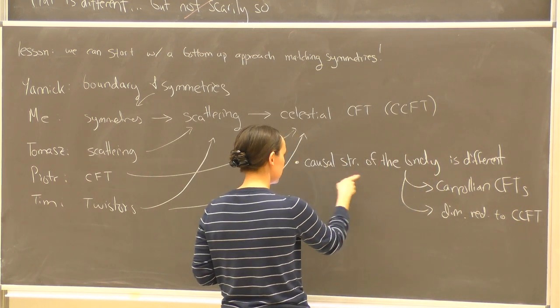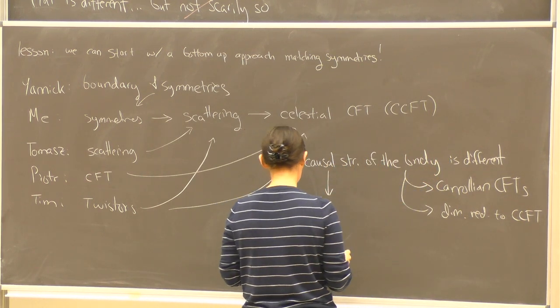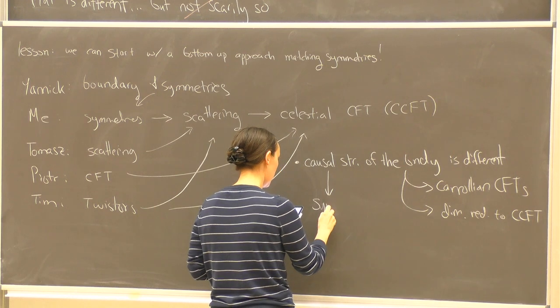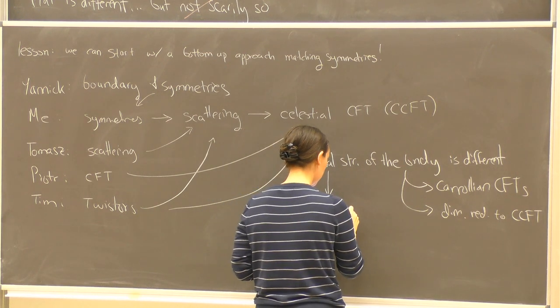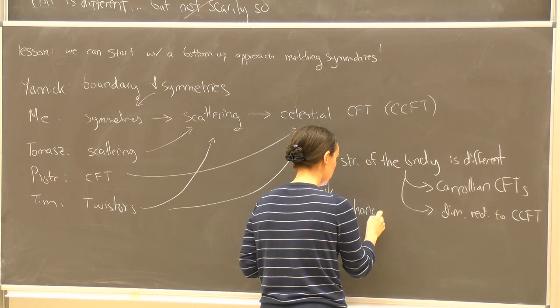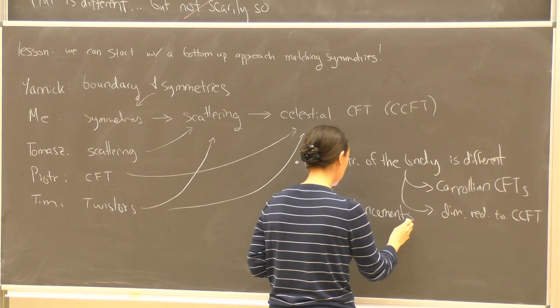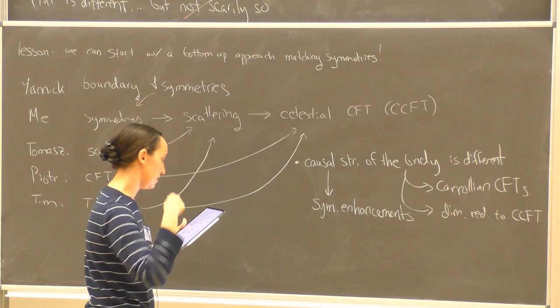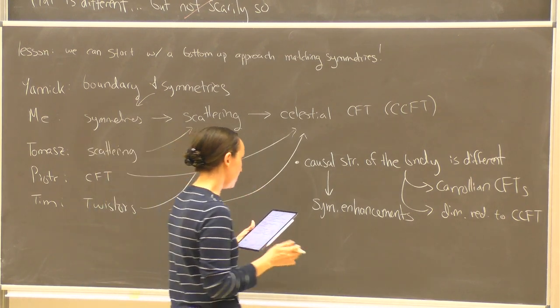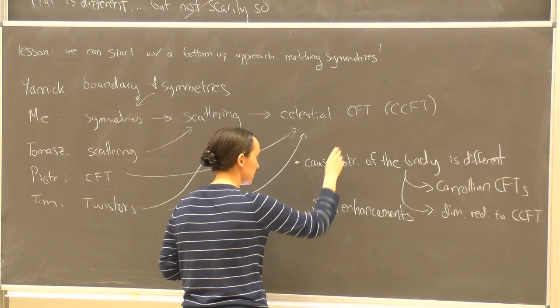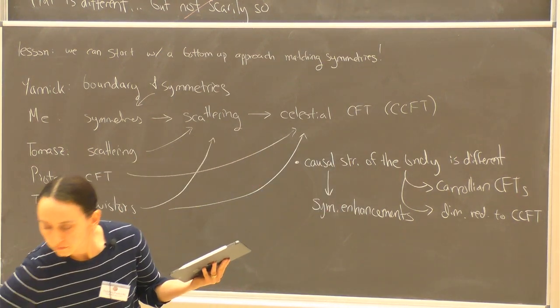And the other point is that this causal structure is also tied to these symmetry enhancements for asymptotically flat spacetimes. And this is the starting point for the Strominger et al. program, which I'm going to get to in this and then the next lecture. But the other thing, this is how it's different.